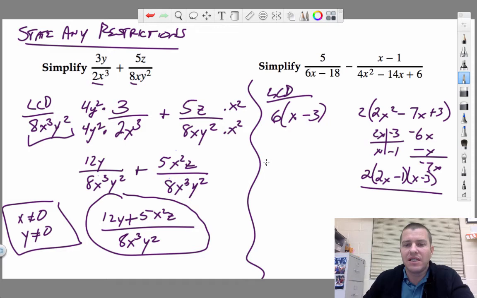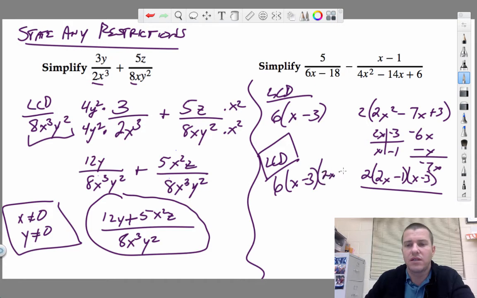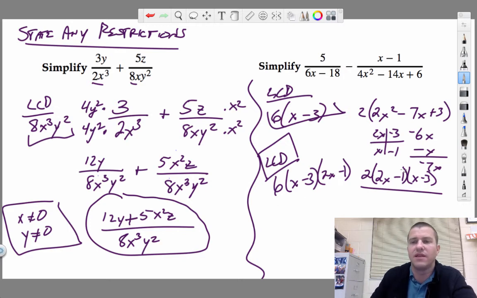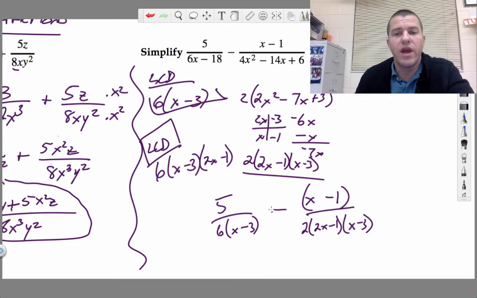So to find my least common denominator, I'm going to find the least common denominator between 6 and 2, which is going to be 6. I have this x minus 3, and then 2x minus 1. I don't need this x minus 3 because it's already in there. So I started with this one, and then I had to include this 2x minus 1 because it was in this denominator as well. So here is my original just factored.